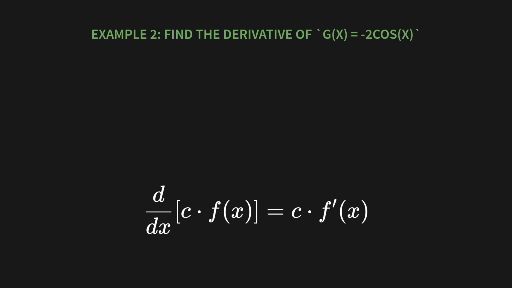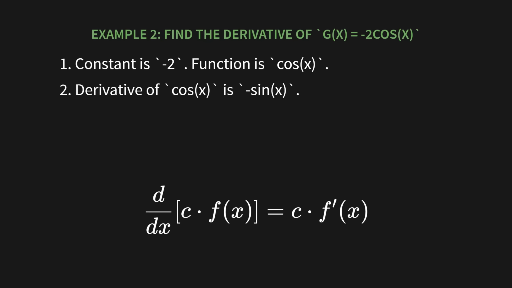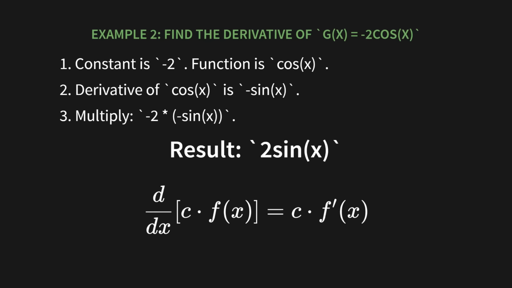Here's another one. Find the derivative of g of x equals negative 2 cosine of x. The constant is negative 2. The function is cosine of x. We know the derivative of cosine of x is negative sine of x, so we multiply. Negative 2 times negative sine of x. The two negatives cancel out, and the result is 2 sine of x.